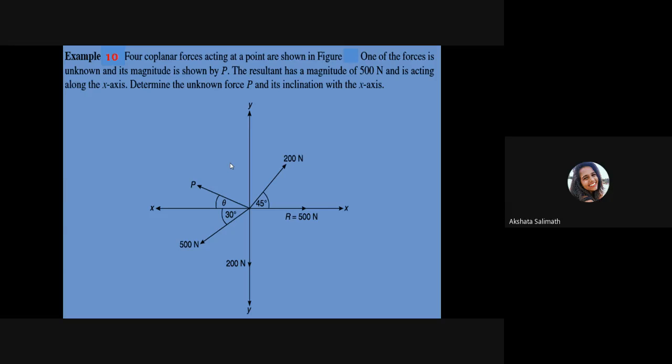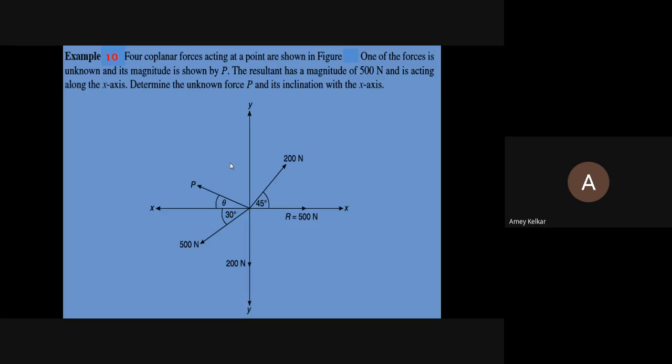Yes, angle theta and the unknown force P. The unknown force P has to be found out, and the inclination, which is marked already, has to be found out. What is given to us? A resultant is given, which we used to find these many days. We used to find the resultant, but it is already given to us, and where the resultant is acting is also given. So it is completely application, application, and application. We need to use our mathematical skills along with the solving skills to get the solution.